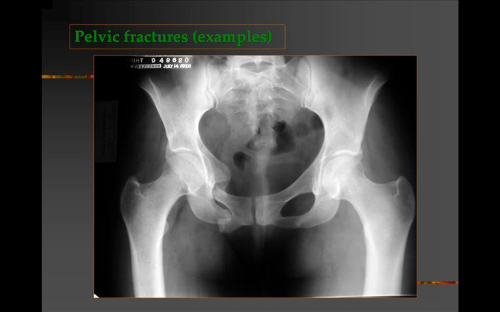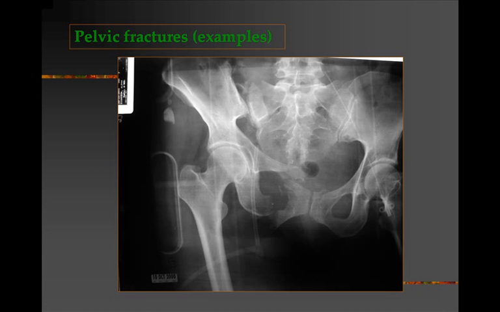Let us look at a few examples of fractures of the pelvic bones. This is a fracture of the pelvis at two sites, in the superior pubic ramus and the inferior pubic ramus. Since the inlet, the true inlet of the pelvis outlined here, is broken only at one site at the superior pubic ramus, these are categorized as stable pelvic fractures.